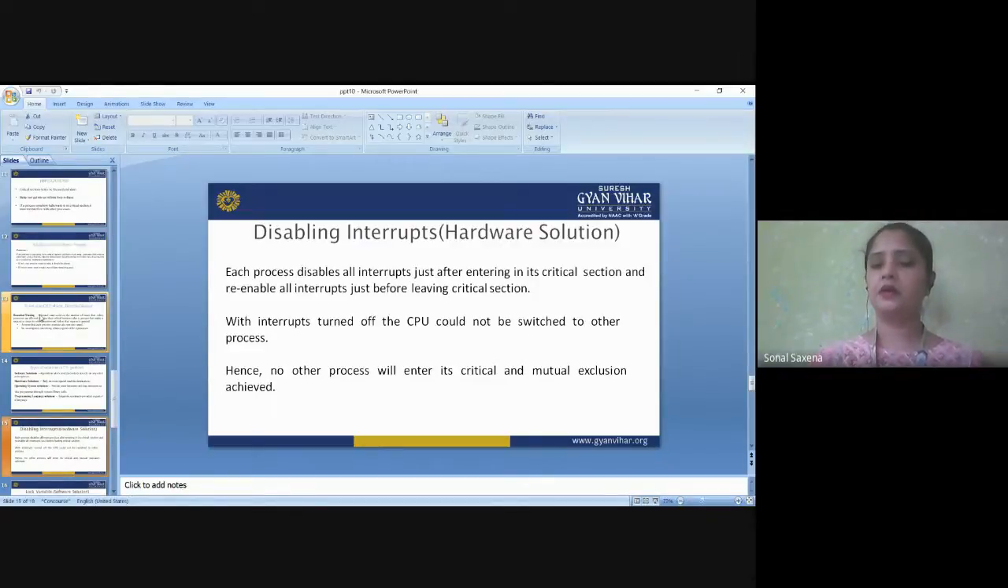Now, when interrupts are turned off, the CPU cannot be switched to another process. So what is the result of disabling the interrupts? Once you disable the interrupts, what will happen? The CPU has got nothing to do. It won't be able to allow any other process. So once a process enters the CS, it should always disable its interrupts. Hence, no other process will enter the critical section, and mutual exclusion is always achieved in this case. So this is one kind of hardware solution that we can have for the critical section problem.